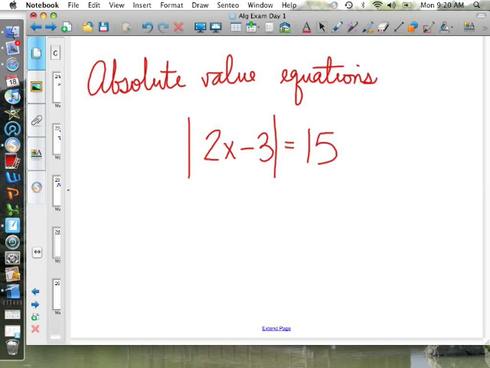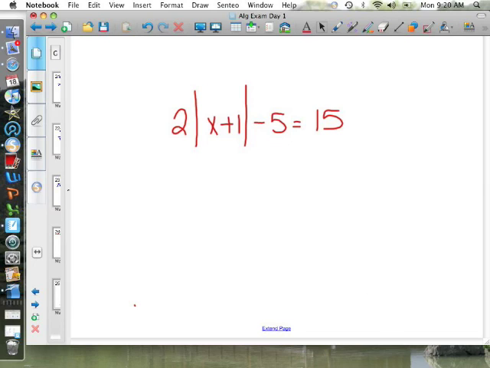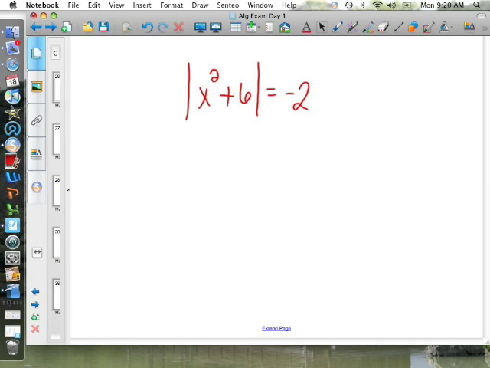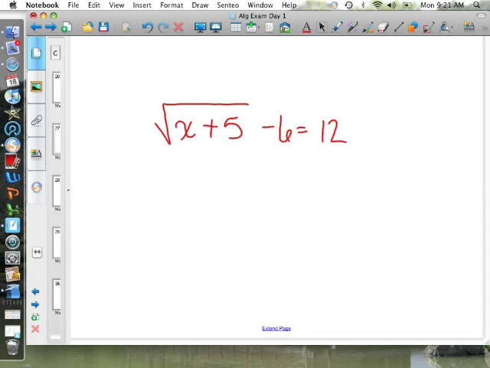How do you solve these? Two equations. One equal to positive 15, one equal to negative 15. What if it's not in a nice, pretty package? You've got to isolate the absolute value part. Then set it equal to positive and to negative. And what if it says this? Undefined. There's no solution because the absolute value will never be equal to negative 2. Absolute value is positive.